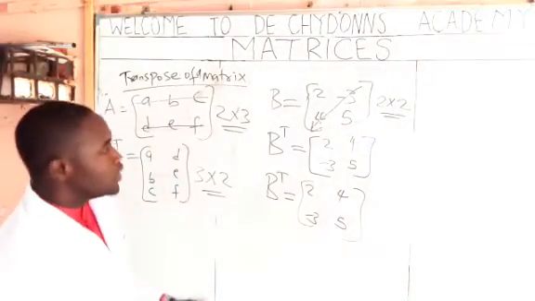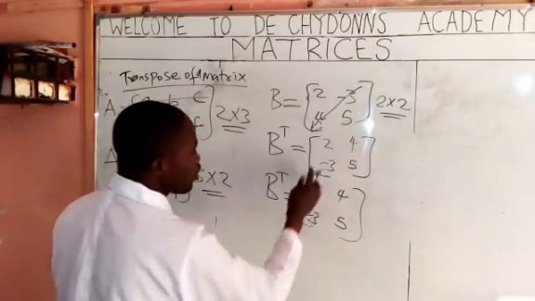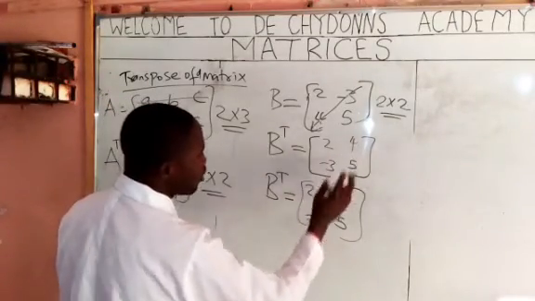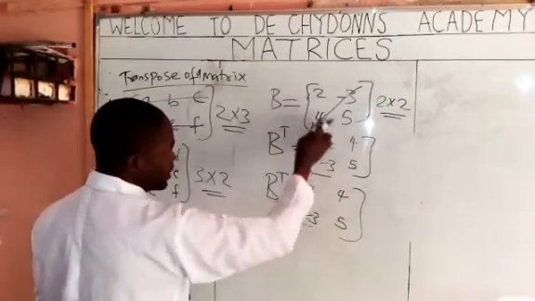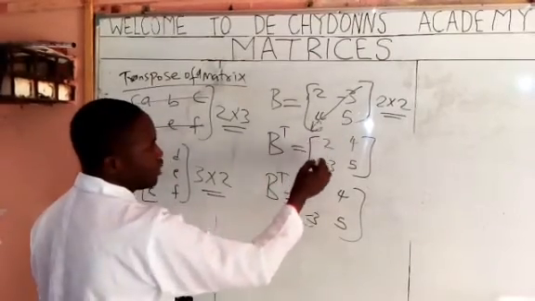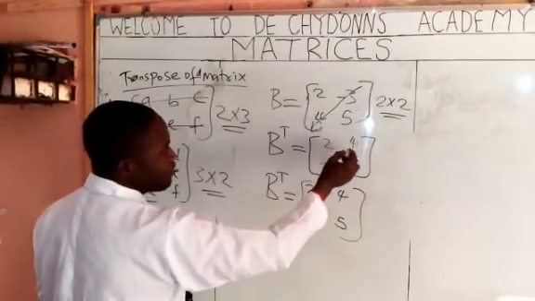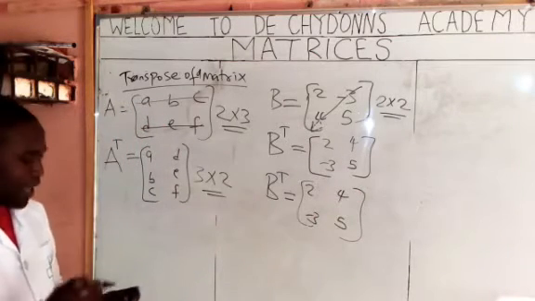Or you do it the way we did earlier by saying take the row, call it column. Take the row, call it column. 2 and minus 3 will be 2 and minus 3. 4 and 5 will be 4 and 5. That is the transpose of the matrix.